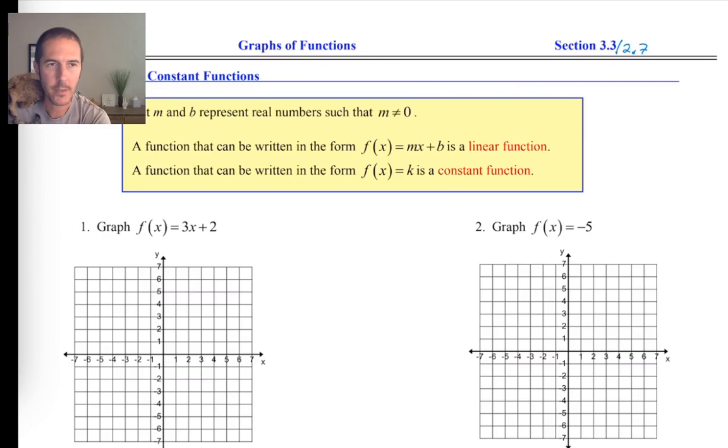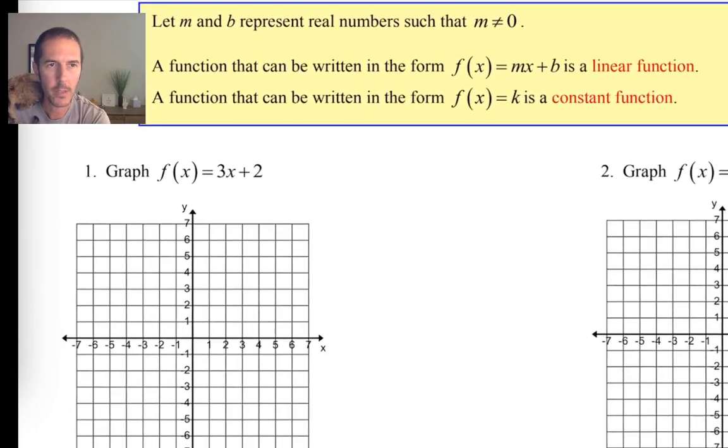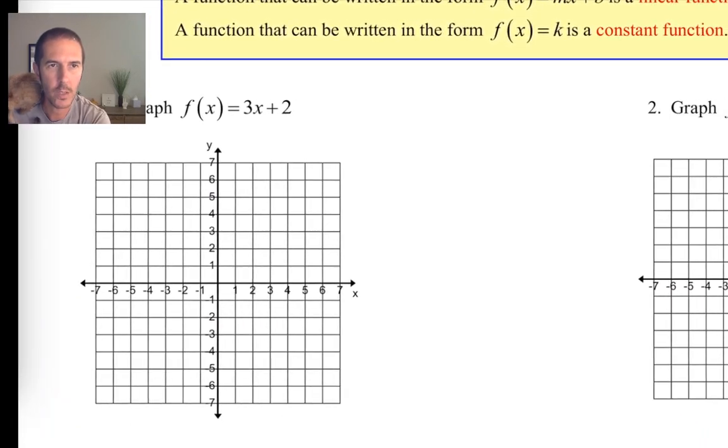And in order to graph the first one, my recommendation would be to use the +2 as your y-intercept and plot that first. And from there, I would use the slope. Here you have an m value of 3, which could be written as rise over run. As a fraction, it would be 3 over 1. So we could go from our y-intercept, and we could go up 3 units and to the right 1 unit and plot our next point there.